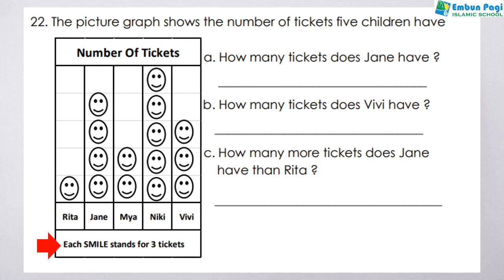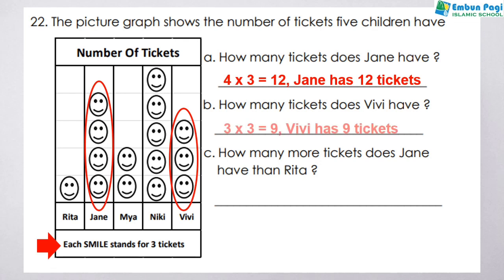Point A. How many tickets does Jane have? Jane has 4 smiles, and each smile stands for 3 tickets. So 4 multiplied by 3 equals 12. Jane has 12 tickets. Point B. How many tickets does Vivi have? As you can see, Vivi has 3 smiles, and each smile stands for 3 tickets. So 3 multiplied by 3 equals 9, and Vivi has 9 tickets.